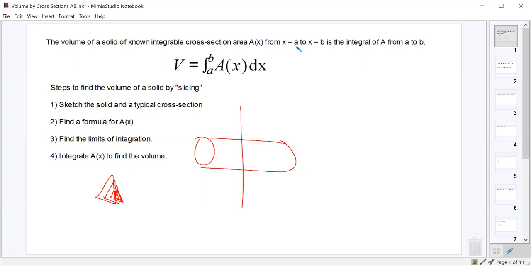Okay. These are all basic geometric solids. These ones are easy to know what they look like. They're easy to think about. Get a weird looking one.